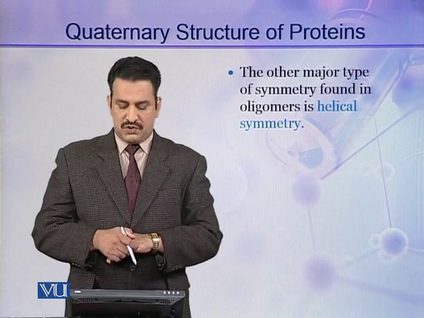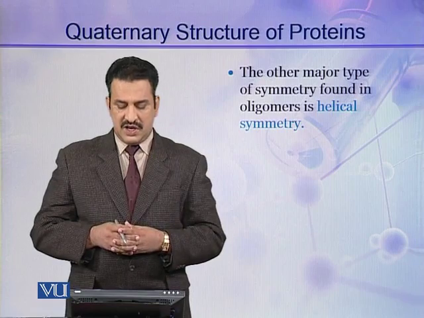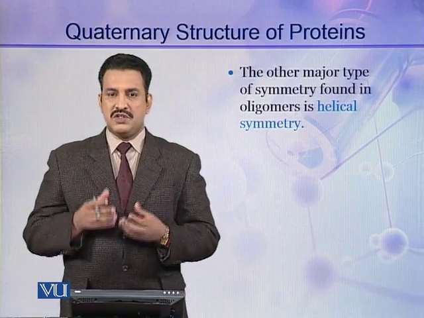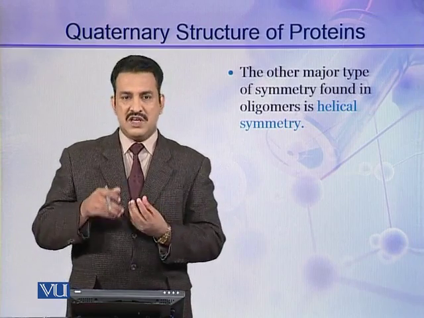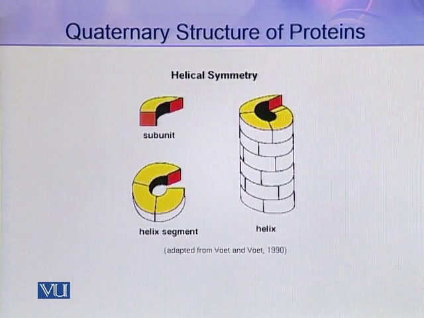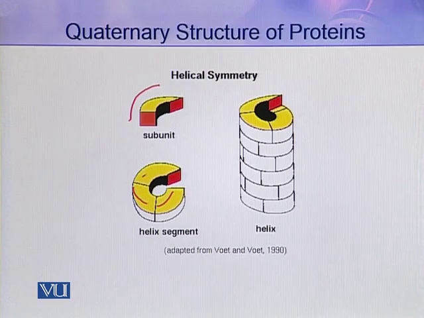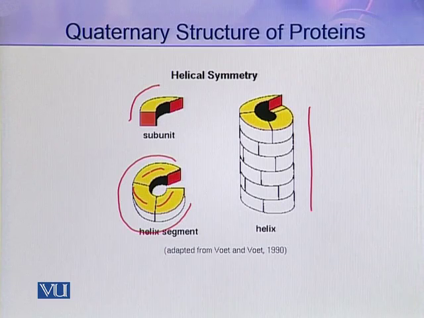The other major type of symmetry besides rotational symmetry is helical symmetry. In helical symmetry, these protein subunits or protomers are helically arranged. For example, in this figure you can see this is a single protomer, and these protomers are attached together and form a single helix segment. This is one helix segment, and many such helix segments are arranged. So this helix is actually exhibiting helical symmetry, and this protein is at its quaternary level of organization. An example of such symmetry is also present in the capsids of different viruses like the tobacco mosaic virus.